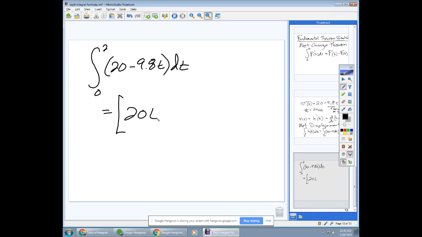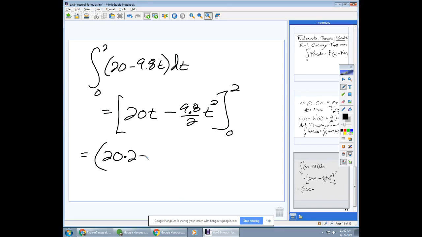It would be 20t for the 20. And then minus, the t becomes what? t squared over 2. So I'm going to have 9.8 over 2 times t squared from 0 to 2. So what's that going to be? If I actually carry that out, I plug in my 2, and I get 20 times 2. Half of 9.8, I believe, is 4.9 times 2 squared.